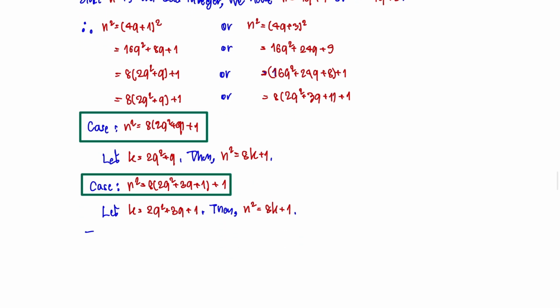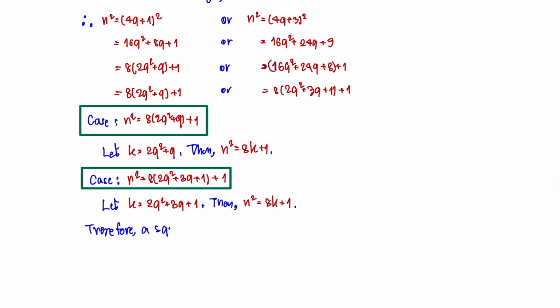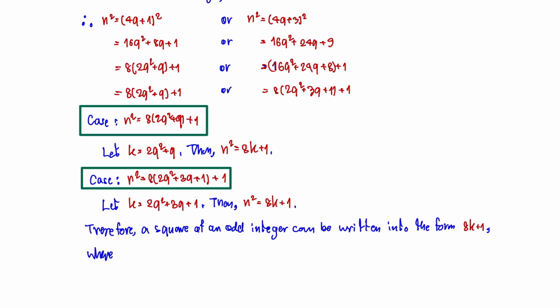And this is the form of n squared we want. Therefore, sorry for my handwriting, the square of an odd integer can be written in the form 8k plus 1, where k is an integer. Okay, that's what we have.